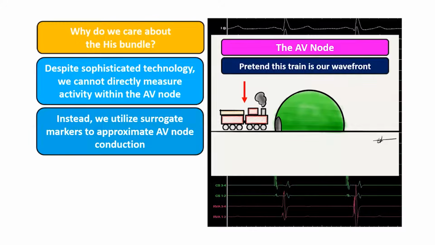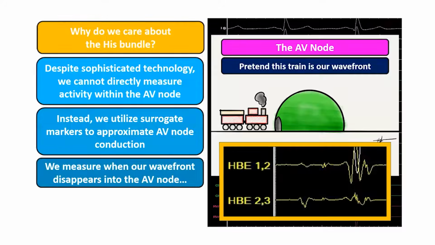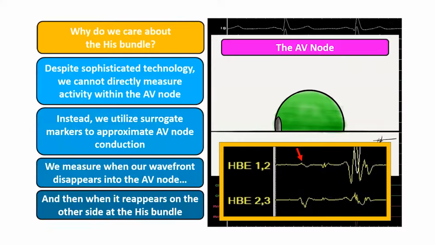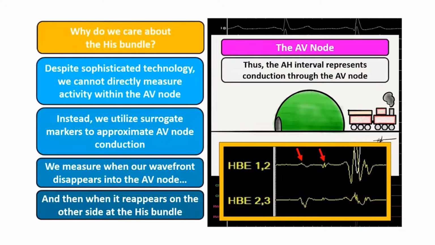Pretend this cartoon train is our electrical wavefront in the atrium. We can measure when our wavefront disappears into the AV node. So we use the near-field atrial electrogram on the HIS catheter as the timing for when the wavefront is about to go into the mountain. And we can see when it reappears on the other side, in the region of the HIS bundle. Thus, this AH interval represents conduction through the AV node.